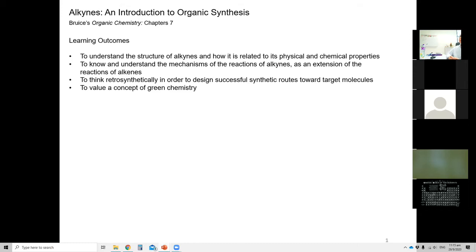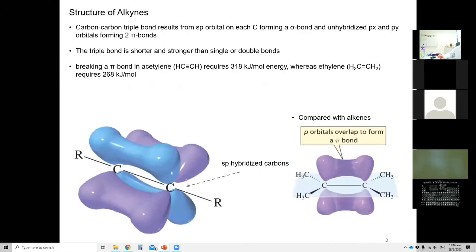An important part of chapter 7 is that we will start to think about a retrosynthetic way to synthesize a molecule and how to design a successful synthetic route towards the target molecule. It will not be a major part of midterm 1, but in midterm 2 and the final exam, there will be a lot of marks on this: if I give you a target molecule, can you use all the reactions you have learned in this class to devise a successful synthetic route towards that target molecule? We will touch a little bit on the concept of green chemistry, but it's not really the focus of this class. First, we need to understand the structure of alkynes.